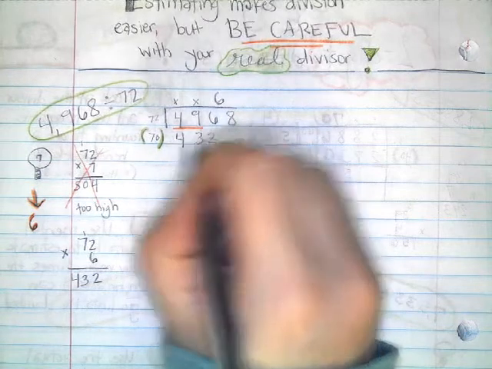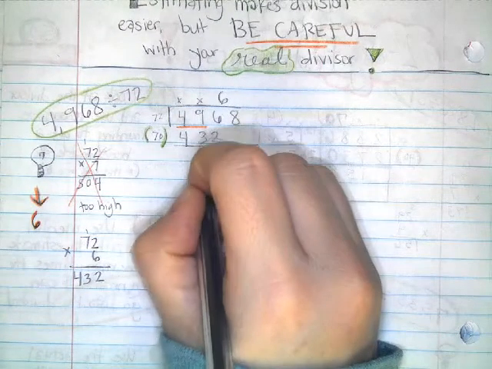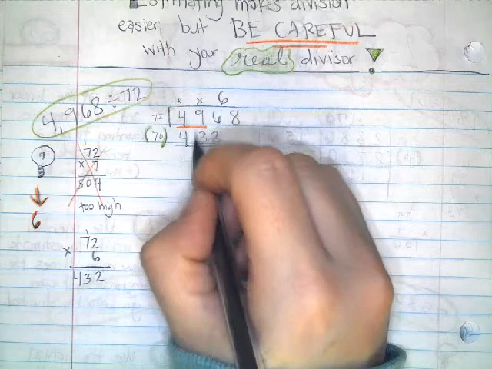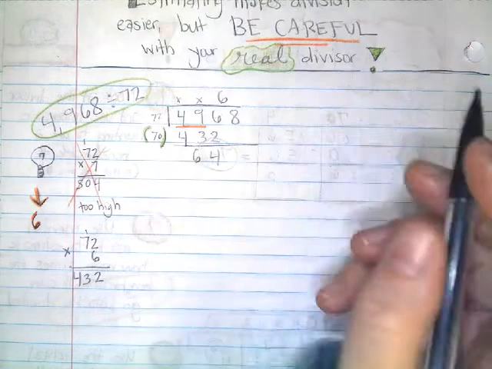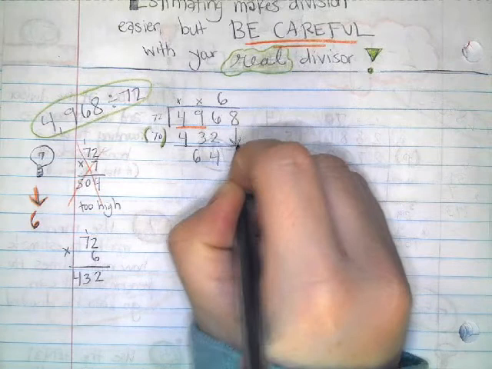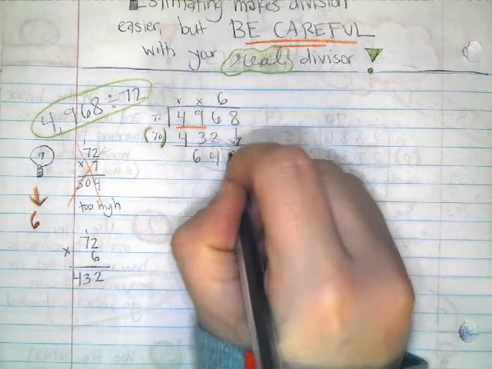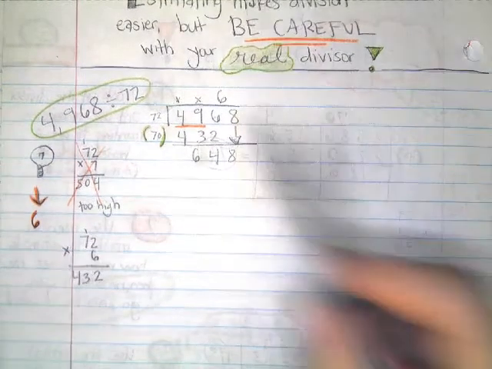And it's 432. Remember when I do long division like this, I subtract. We do one digit at a time. 64, so I've subtracted and I need to bring down the 8. And I start all over again.